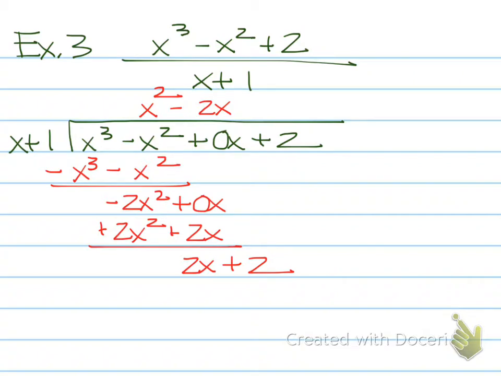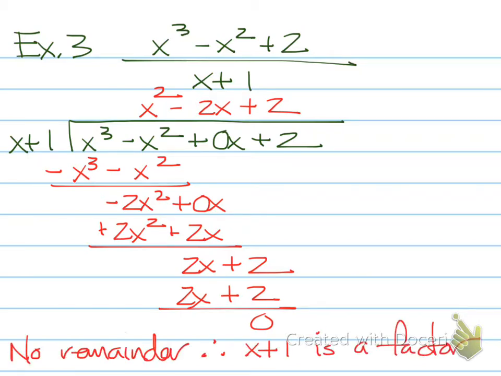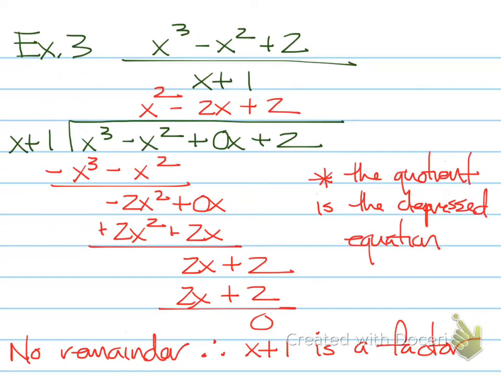What do I have to multiply x by to get 2x? And that's 2. So that's the last term in our quotient. 2 times x is 2x. 2 times 1 is 2. When we add those up, change the signs and add them up, we get a remainder of 0. That lets us know that x plus 1 is a factor of that polynomial. The quotient, x squared minus 2x plus 2, is called the depressed equation. We could then go on to factor that to find out what the remaining factors are for that original polynomial.